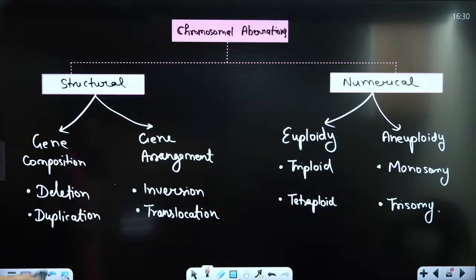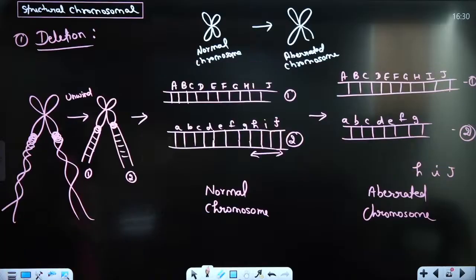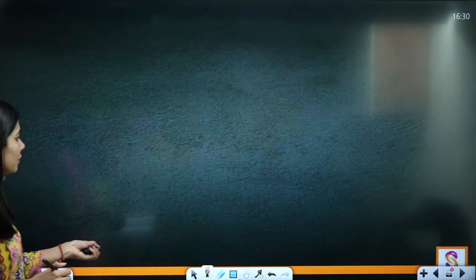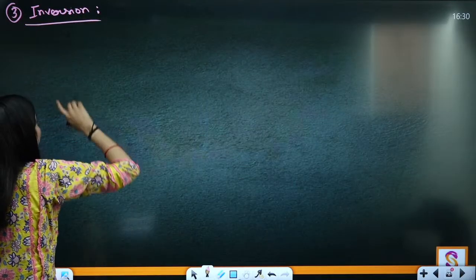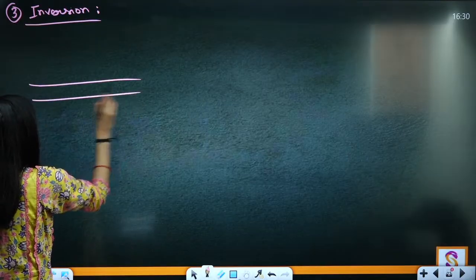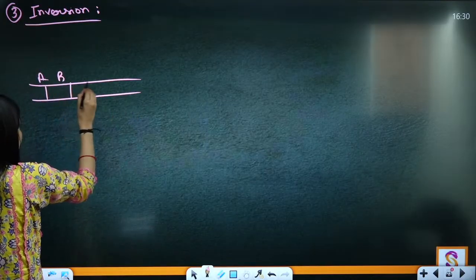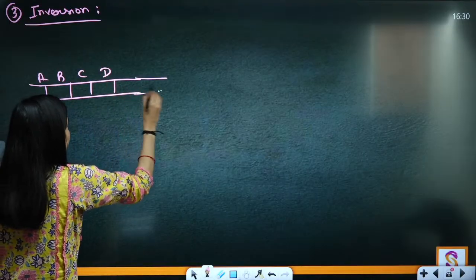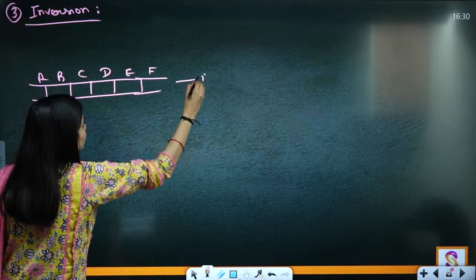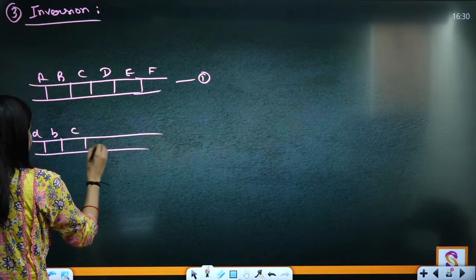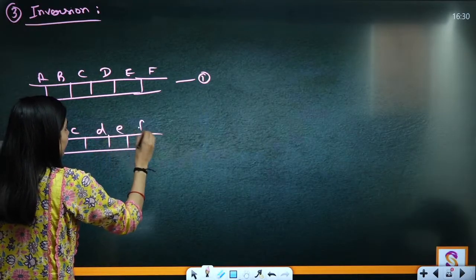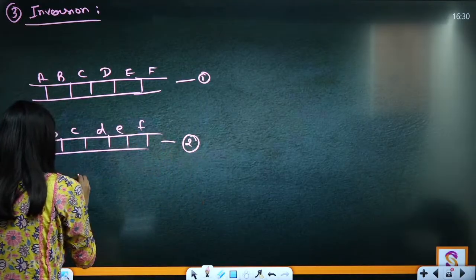Deletion changes the shape, but then we have inversion as well as translocation. So how would it happen in case of inversion and translocation? Let's find out. The third one is inversion. As the name suggests, inverted. Let us suppose again we have A, B, C, D, E and F, and we have A, B, C, D, E and F. So this one is normal.